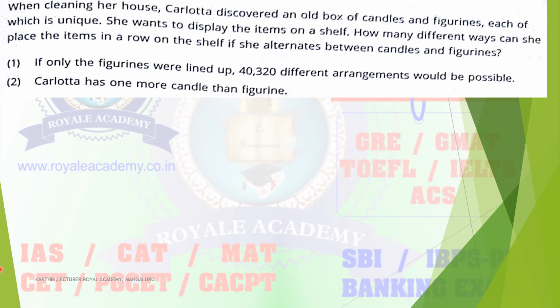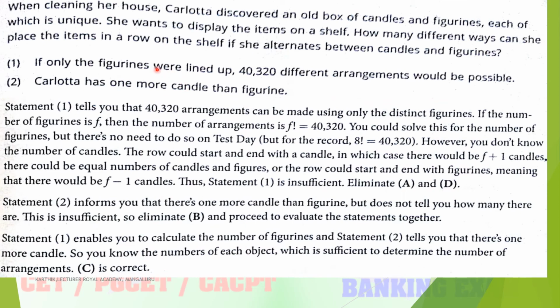Your first statement tells what? If only the figurines were lined up, 40,320 different arrangements would be possible. So the first statement gives details of the figurines only. Candle information is not provided in the first statement, so it is not possible to determine the value from the first statement alone. You just go through it. Why? Because here figurine information is provided, the arrangement of figurines is given, but the candle arrangement is not provided in the first statement. Then go for the second statement.